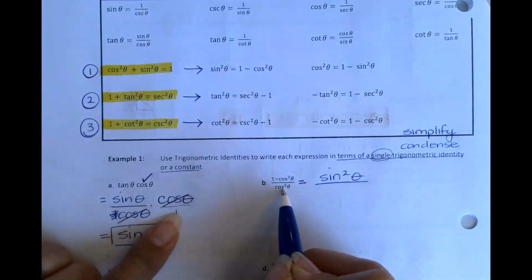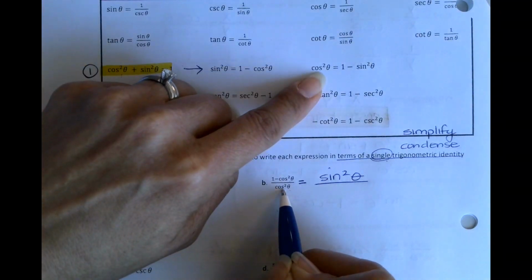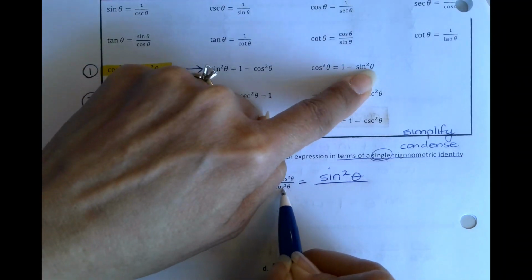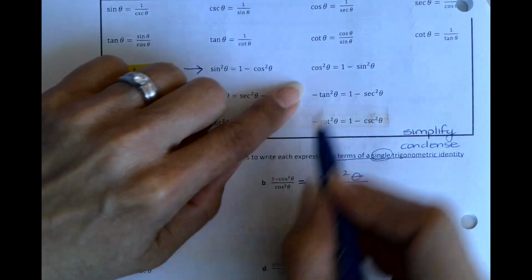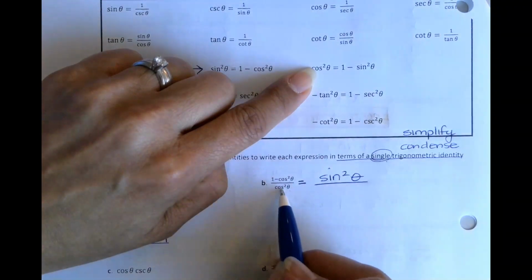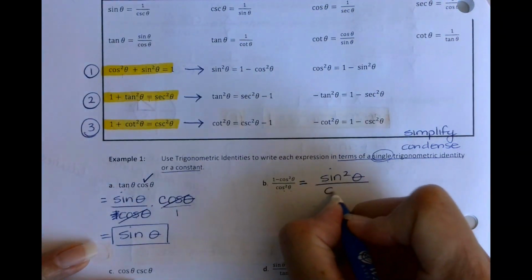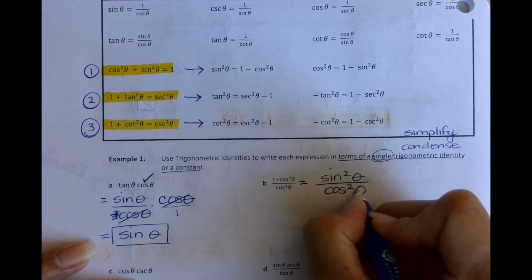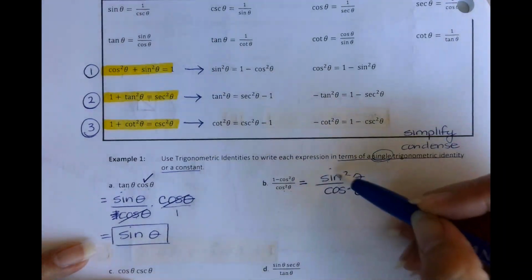Cosine squared theta, I am not going to replace cosine squared theta with 1 minus sine squared theta because this is 1 term. I don't want to go from 1 to 2 terms. Remember, I am simplifying. Cosine squared theta, don't touch it. The simpler, the better.